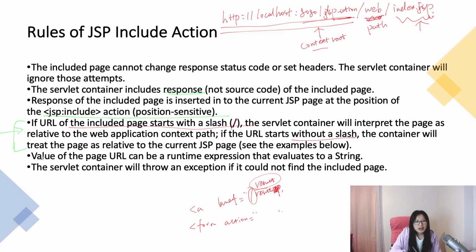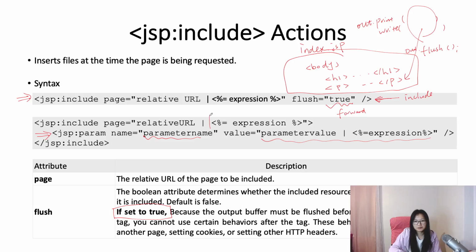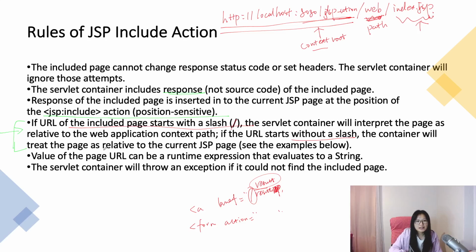So next, the value of the page URL can be a runtime expression that evaluates to a string, which is this one here. It can be dynamic. You can also use an EL expression. Next, the servlet container will throw an exception if it cannot find the include page. I can show you a demo later.